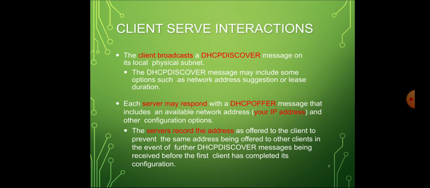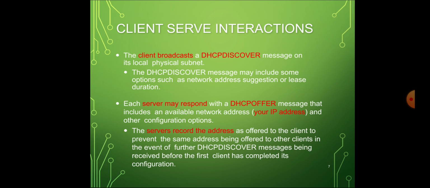Now in the next slide we are going to learn how exactly the client server interaction happens, how the message can be transmitted, and there is one algorithm which is processed by the client and server. So now in the client server interaction, the client broadcasts the DHCP server message on a local physical subnet. So first the client broadcasts the message, and while transmitting, it will broadcast the message DHCP discover. First it will send the DHCP discover message to the servers. So it's sent to all available servers.